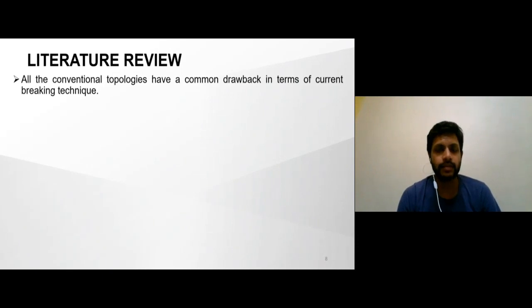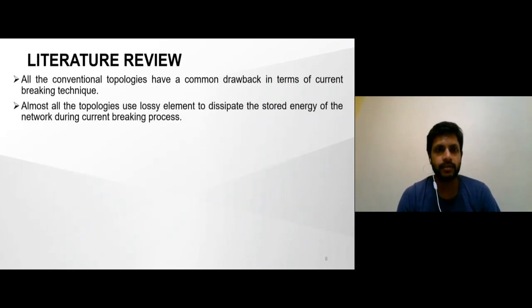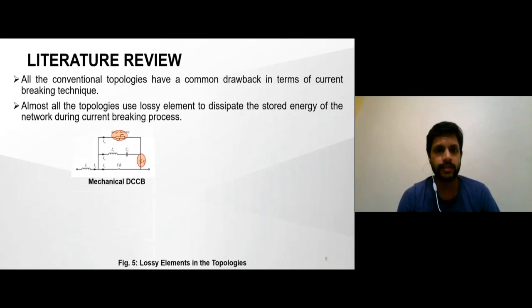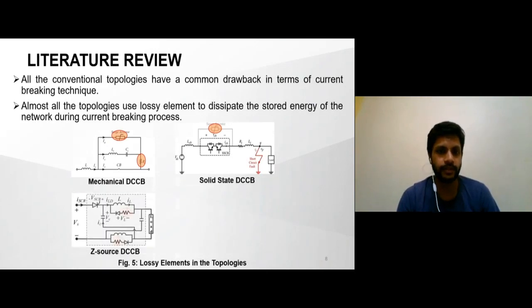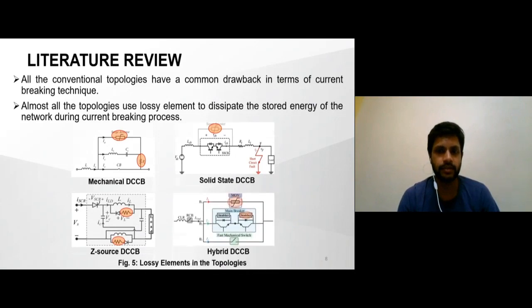They have a common drawback in terms of current breaking technique: all the topologies use a lossy element like a resistor or metal oxide varistor, or a combination of them, to dissipate the stored energy of the network as heat during every current breaking process. In the mechanical circuit breaker, we can see the surge arrestor as well as this resistance. They also dissipate the network energy as heat during the current reduction process. The solid state circuit breaker has the surge arrestor, which is the lossy element of this topology. The jet source circuit breaker also has this resistance, and the hybrid circuit breaker as well has this lossy element.